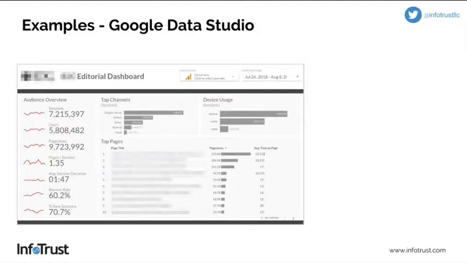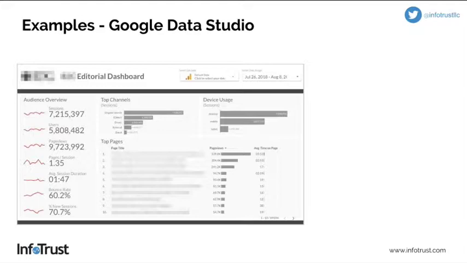So let me walk you through a couple examples of what we set up in the past. The first example here is just a high level example for, I think, 13 or 14 US sites. This is showing you across the enterprise what we're looking at in terms of sessions, users, page views, and then what are our top channels, device usage, and top pages across all these different types of websites.